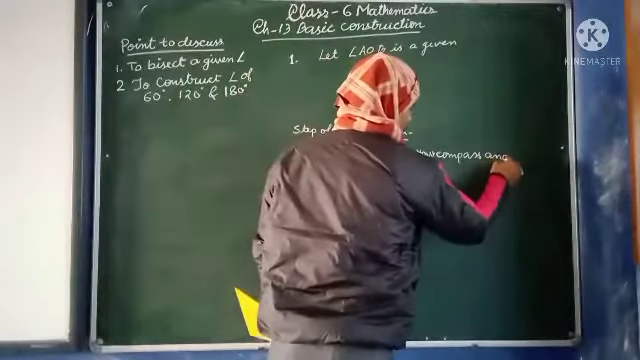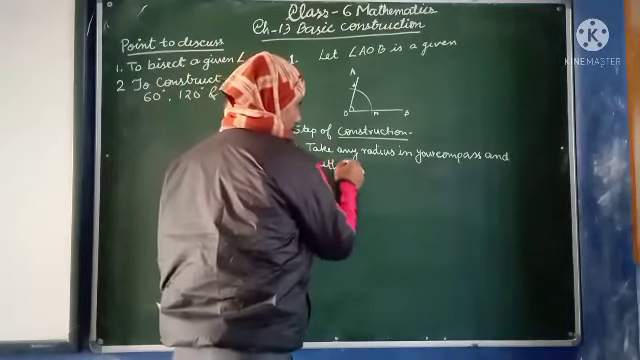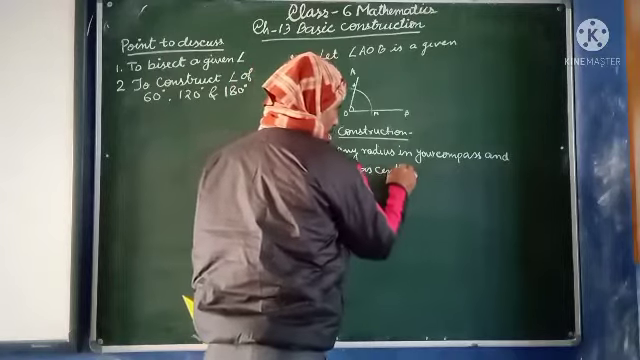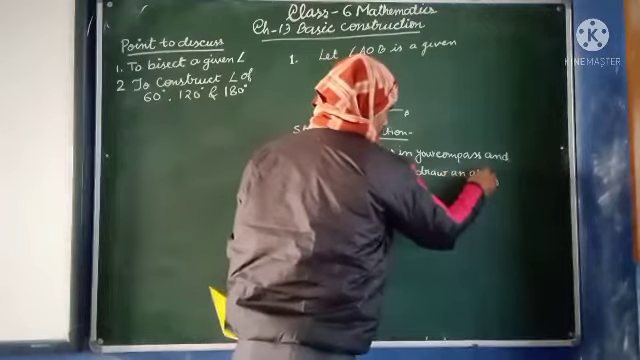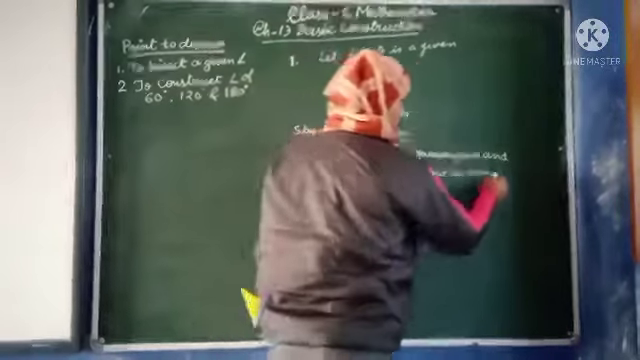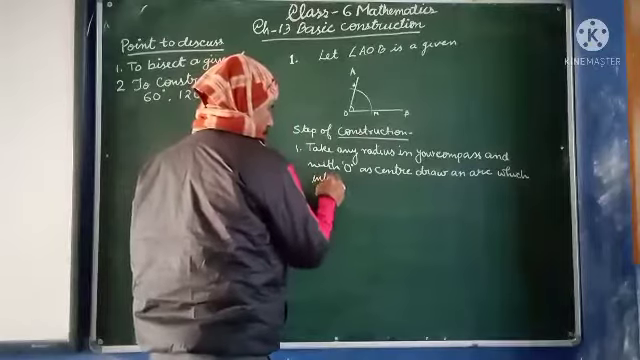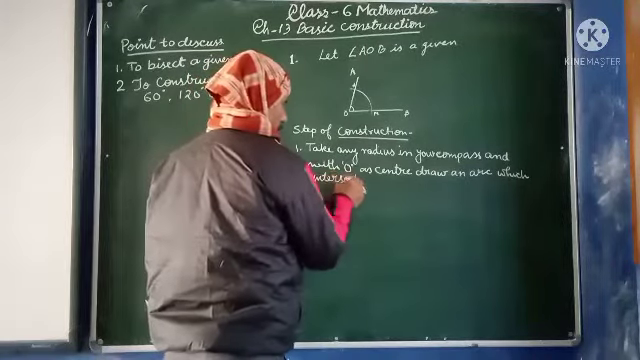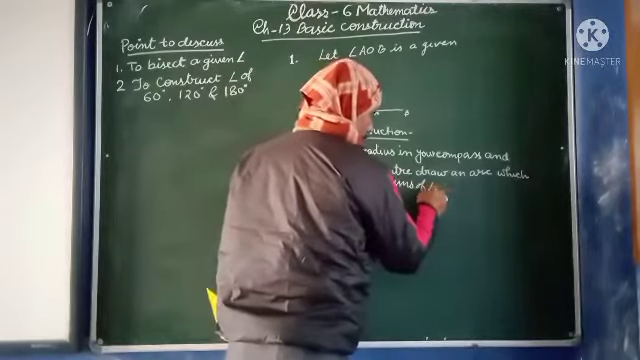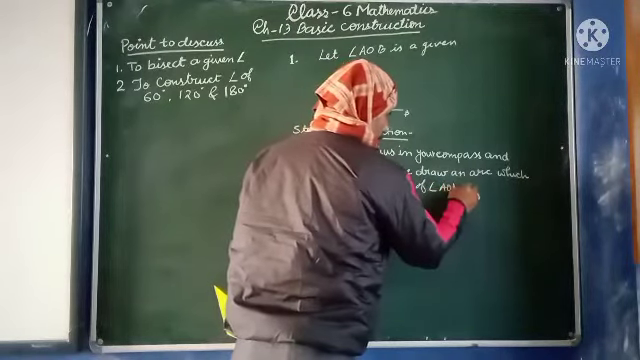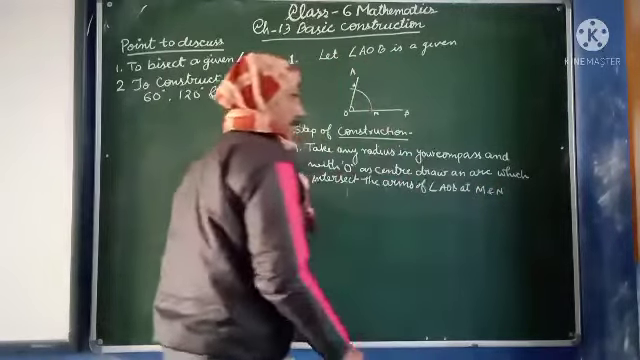And with O as a center, draw an arc which intersects the arms of angle AOB at M and N, two points.